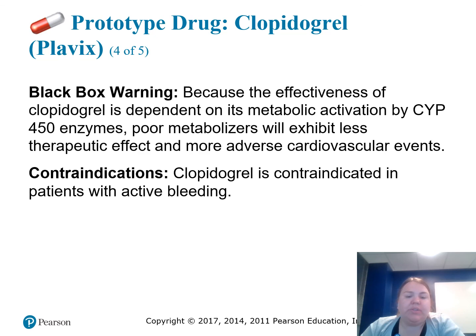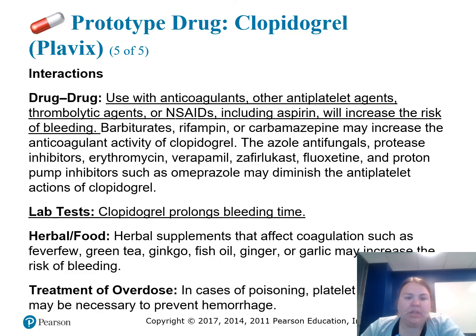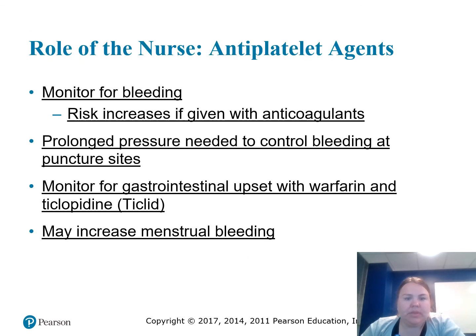A contraindication is a patient who is actively bleeding. Anticoagulants and other antiplatelet agents, such as NSAIDs and aspirin, increase the risk of bleeding and should not be given. They're contraindicated. Lab tests: they prolong the bleeding time, so you want to monitor the bleeding time. When you're giving antiplatelet agents, you're going to want to monitor for bleeding. Risk is increased if giving with anticoagulants. Prolonged pressure is needed to control bleeding at puncture sites.